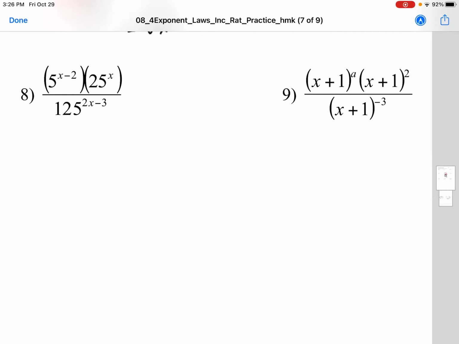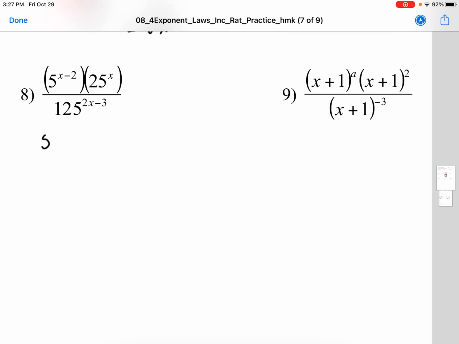In question 8, we have base 5, base 25, base 125. Now we can't do anything with exponents unless the bases are the same. So what I'm going to do is convert that 25 into a base 5 number, or 5 squared, and the 125 I'm going to convert into base 5 as well, which is 5 to the power 3.